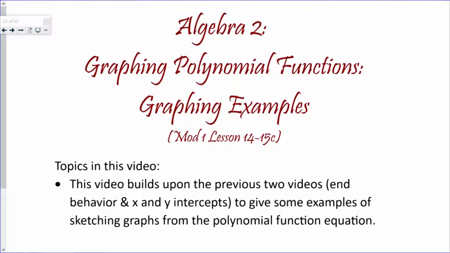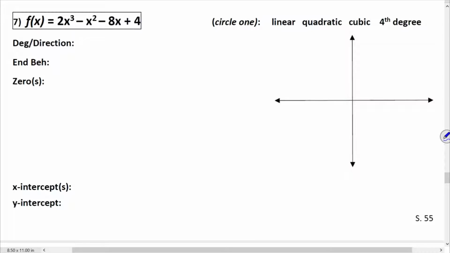Let's get started. Okay, let's graph the function 2x cubed minus x squared minus 8x plus 4. This is in an expanded form, so it's pretty easy for me to see the most influential term to find my end behavior. This is a third degree polynomial, so it's cubic. And the direction, I get that from this term, the coefficient being positive.